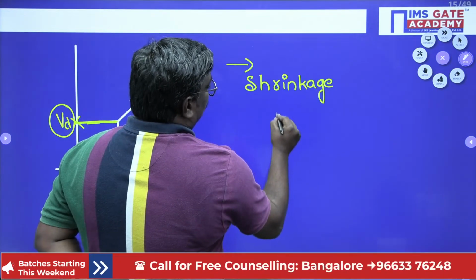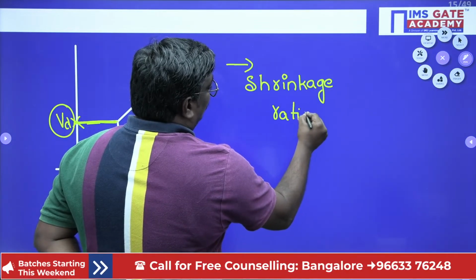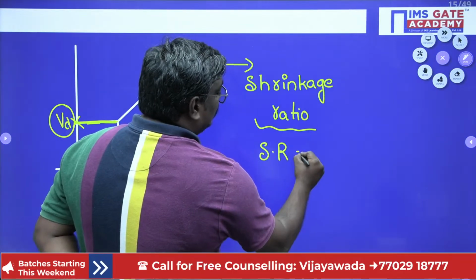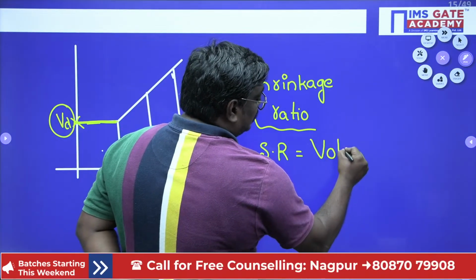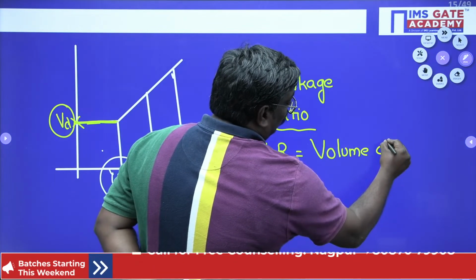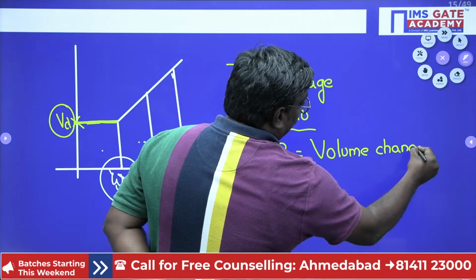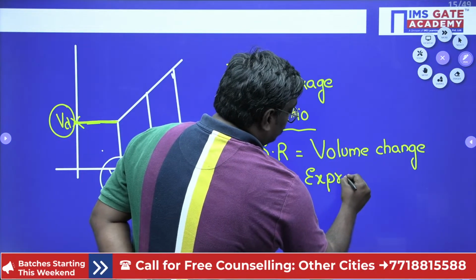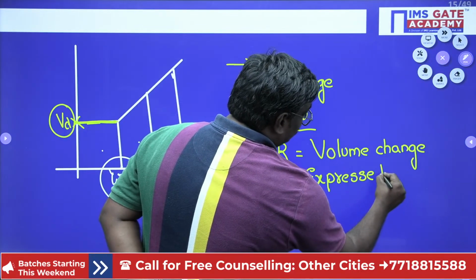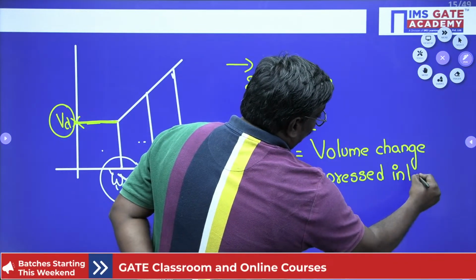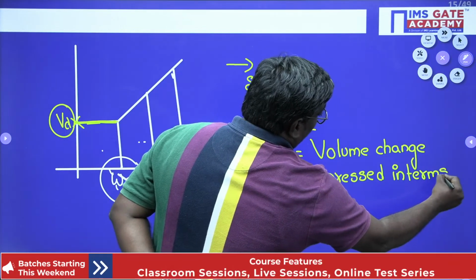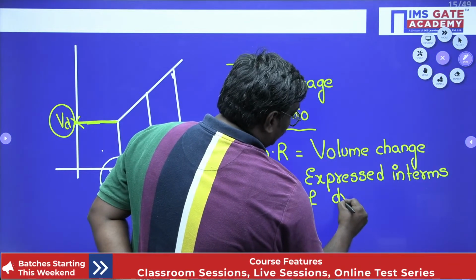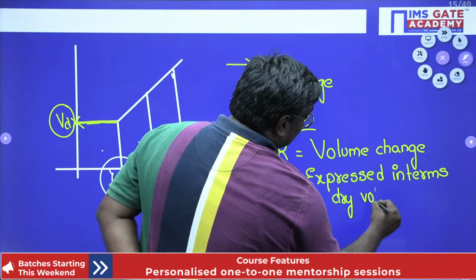Now my dear students, shrinkage ratio is defined as the volume change, whatever change there is in the volume, expressed in terms of dry volume to the corresponding change in water content. This is very important.